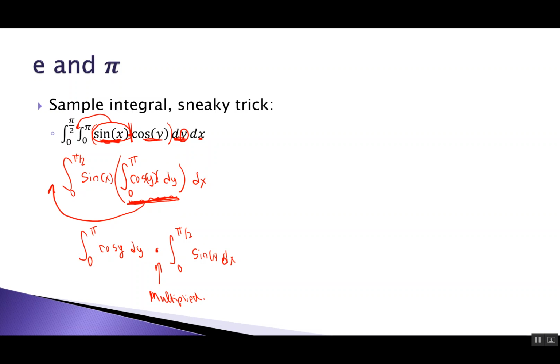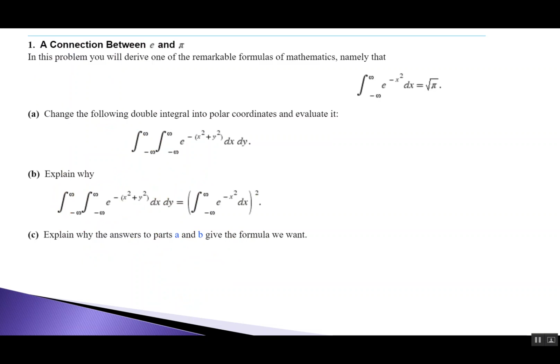But the multiplying makes it act like a constant times the functions, and that you can pull out of an integral. So I'm going to invite you guys to finish that out and work it and see how it goes for you. Okay? All right, moving on. There's the connection between E and pi that we'll look at in class this week.